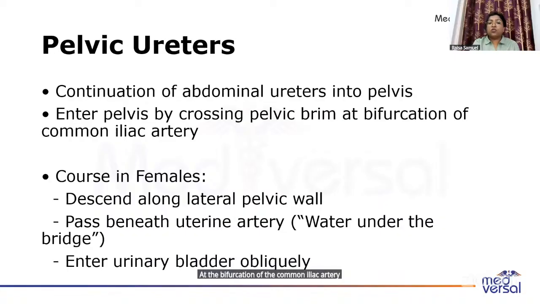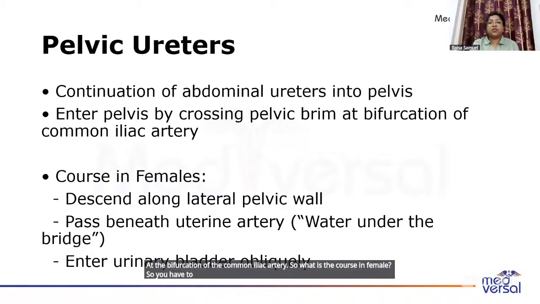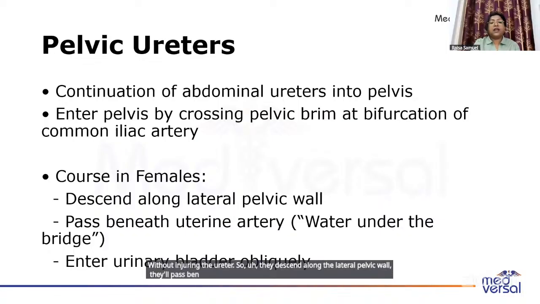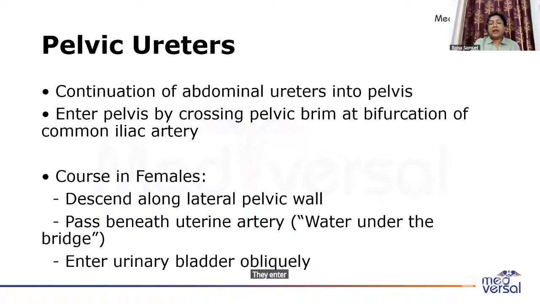So what is the course in females? You have to know the course of the ureter, because in some surgeries when it is difficult, you might have to trace the ureter without injuring it. They descend along the lateral pelvic wall and pass beneath the uterine artery. This is called the water under the bridge phenomenon, because the water is the urine, and it is going under the bridge, under the uterine artery. They enter the urinary bladder obliquely.